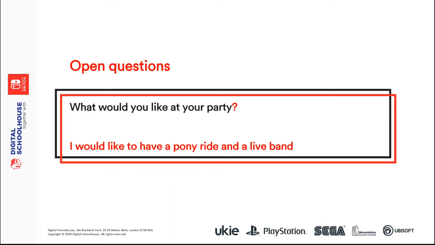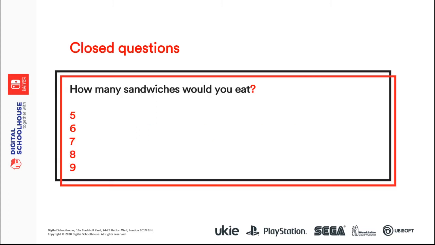So I'll give you an example of an open question. What would you like at your party is an open question, because you can put whatever you like as a response. It could be, like I've written, I'd like to have a pony ride and a live band. It's open, you can write whatever you like as your response. But a closed question is where you give the person completing your questionnaire or your survey the answers, and you let them choose between a certain number of answers, and it's closed because they can't put just anything they like, they have to choose from your responses. So in this example, I put, how many sandwiches would you eat? And they can choose between 5, 6, 7, 8 or 9. Obviously they must be very hungry and needing to eat lots of sandwiches at the party.